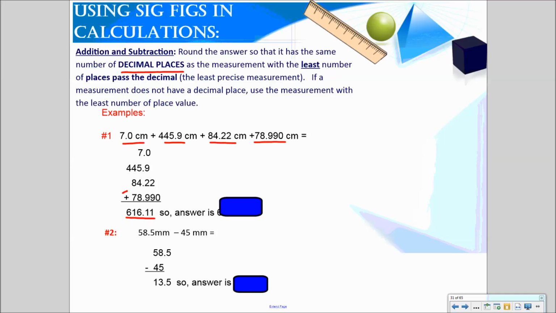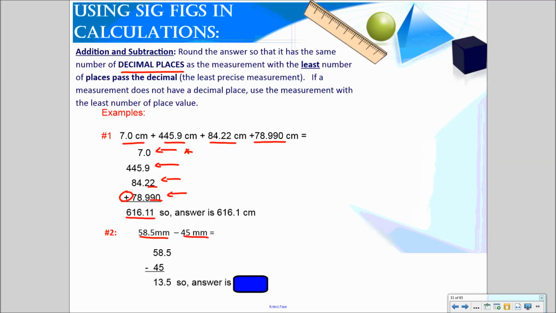Example, you have 7 centimeters plus 445.9 centimeters plus 84.22 centimeters plus 78.990 centimeters. So when we line these up and we add these all together, you get 616.11 in the calculator. But since this is addition, we have to look at the places to the right of the decimal. This has 1, this one has 1, this one has 2, and this one has 3. So we're going to go with the least. So our answer should only have 1 place past the decimal. So it should be 616.1.